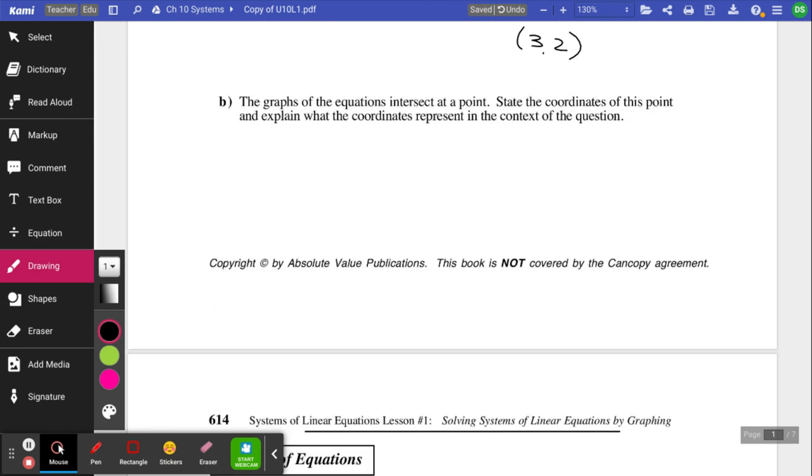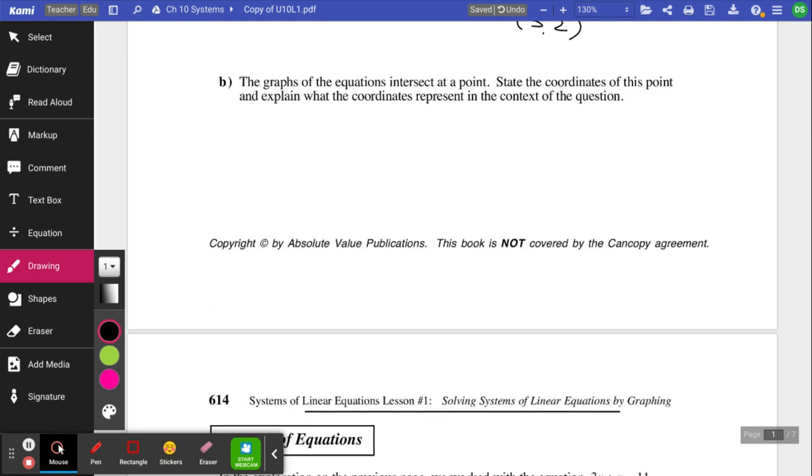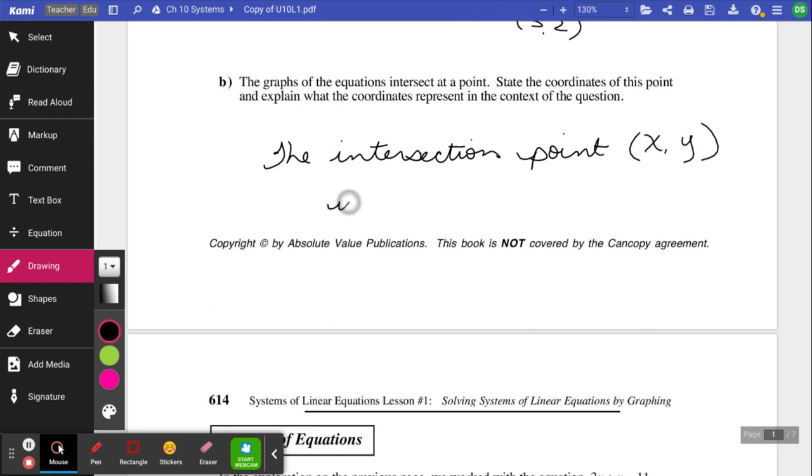Okay, let's do another question. The coordinates of the point, let's find out the coordinates. Write this down: the intersection is the solution. The intersection point is a point with coordinates, x and y. It's the solution, where the two lines intersect. Can I say that one more time? You tell me, what's the solution? The intersection point. It's that easy.